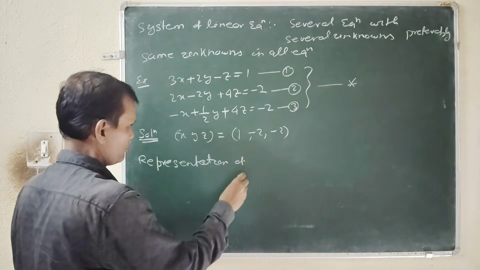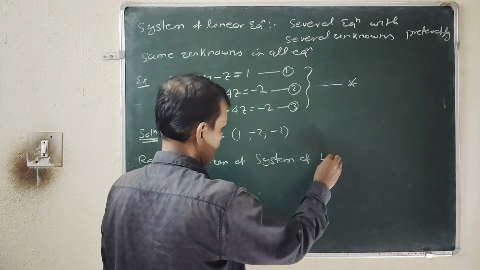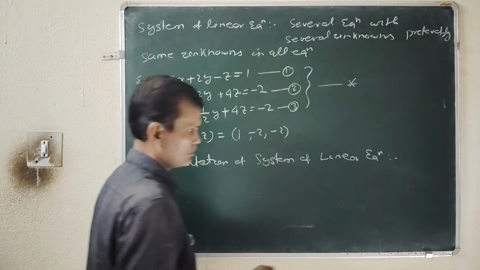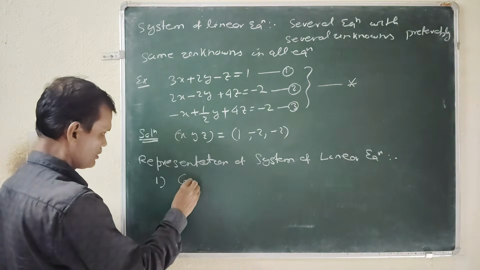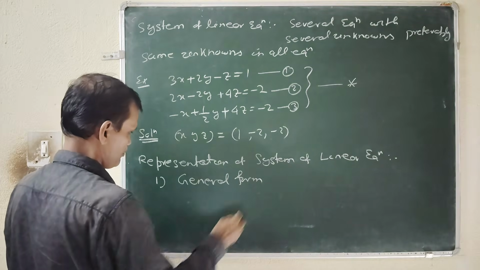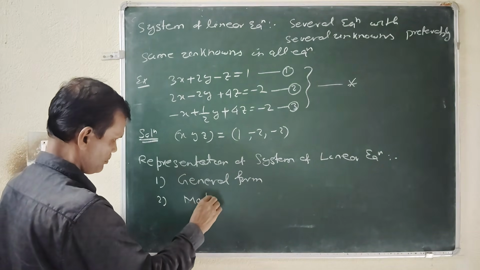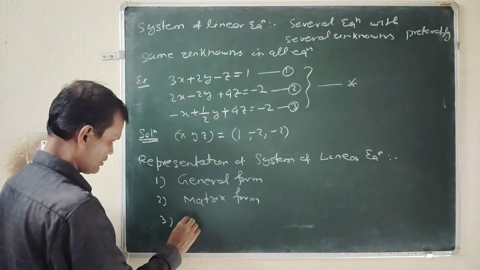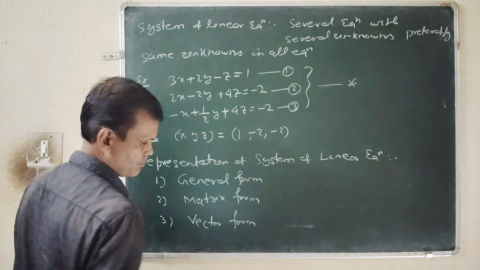Representation of a system of linear equations. There are different methods. The first one is general form. The second one is matrix form. The third one is vector form. Okay.